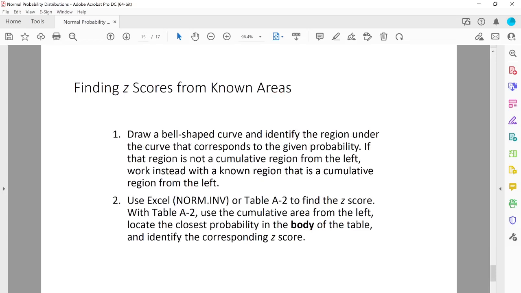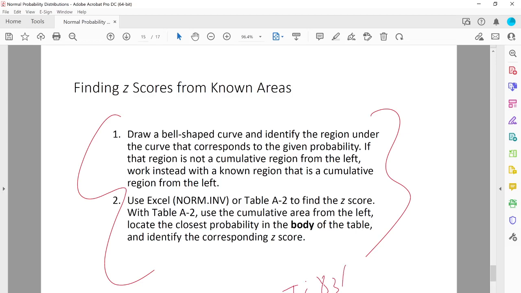Finding the z-score from known areas. I'm going to use no Excel, nothing. I'm going to use the TI-83/84 calculator for finding the z-score from the area. I'm going to show you an example. But there are a bunch of ways, so that's what I have given here. You can also use Excel. You can also use StatCrunch.